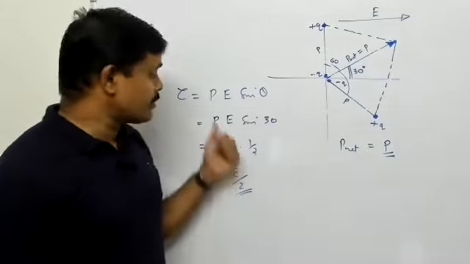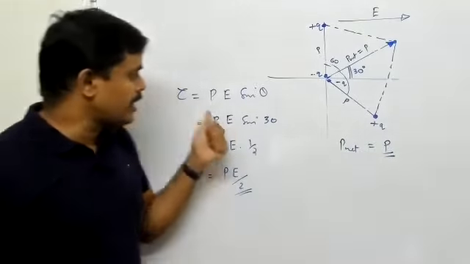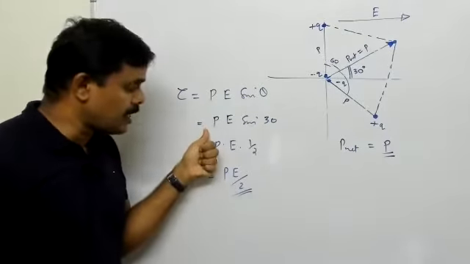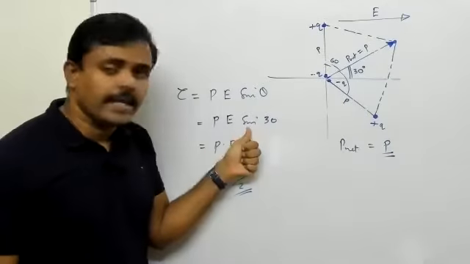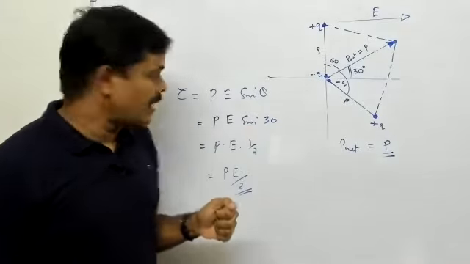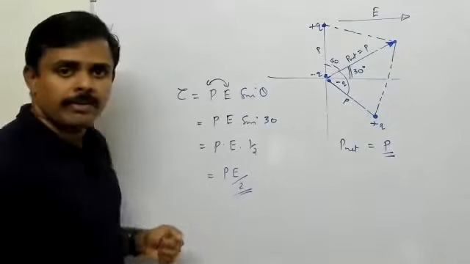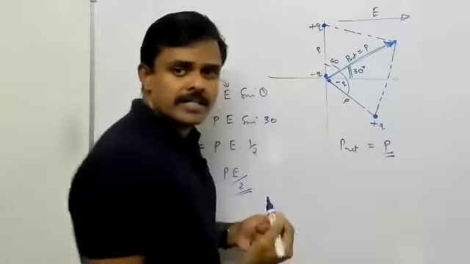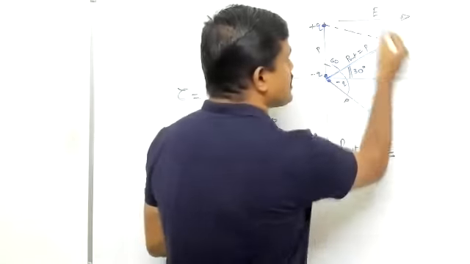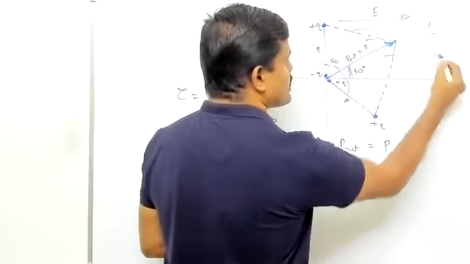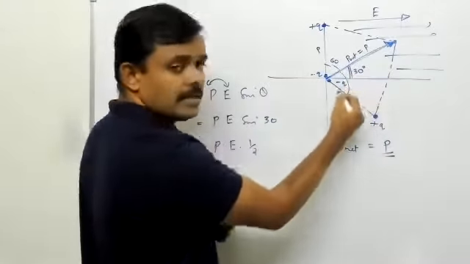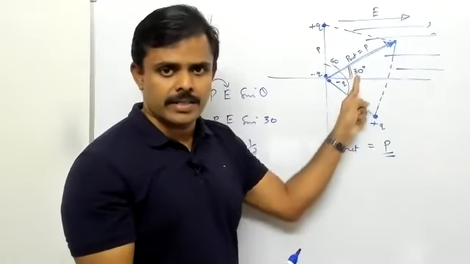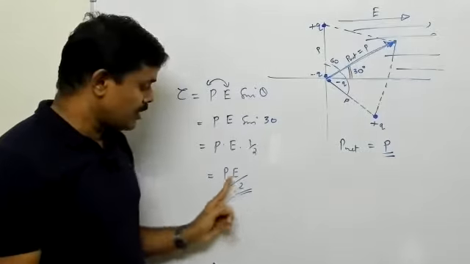Okay, so what is the second question? You have to find the torque. Torque is given by P E sine theta. That is P into E into sine of the angle. The angle is between P and E. P is in this direction, and E is on the x-axis. I can draw it wherever I want, the x-axis, no? So they are making what angle? 30 degrees. Sine 30 is 1 by 2, that is PE by 2.